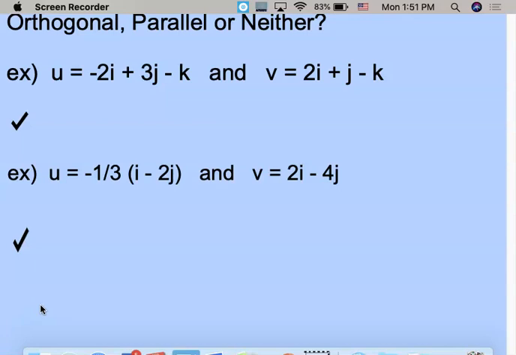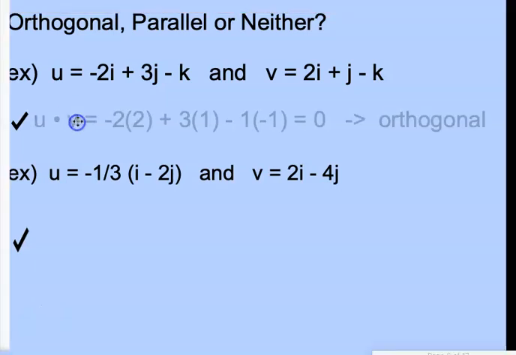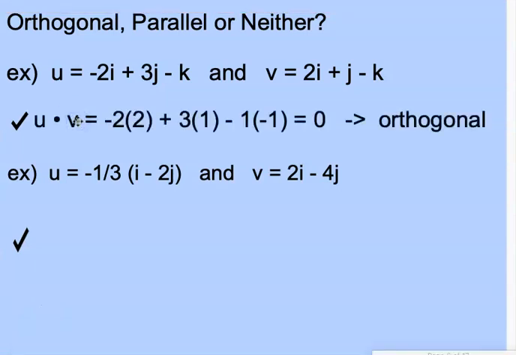Ian, so for the first one, did you decide if those two vectors were parallel, orthogonal, or neither? I concluded that orthogonal. Tell me what brought you to that conclusion. The dot product is zero. The dot product was 0. Did everyone else come to the same conclusion? Yes. All right, good.